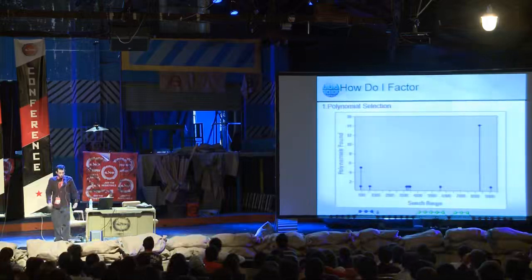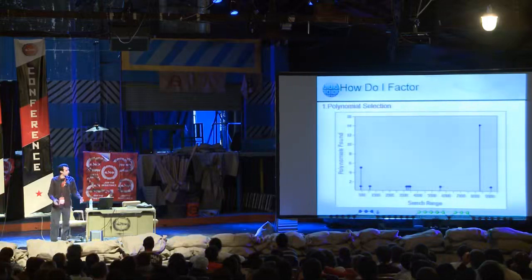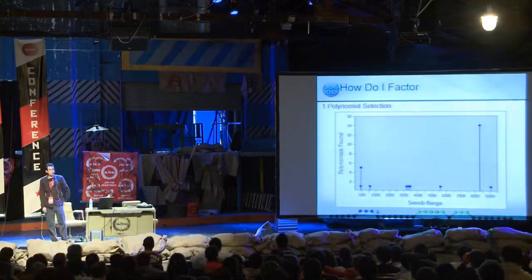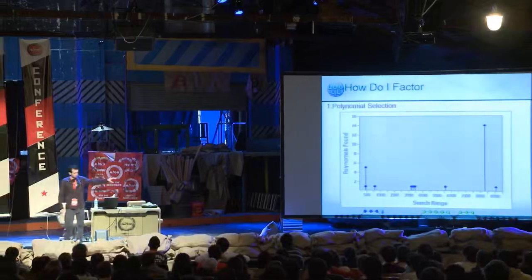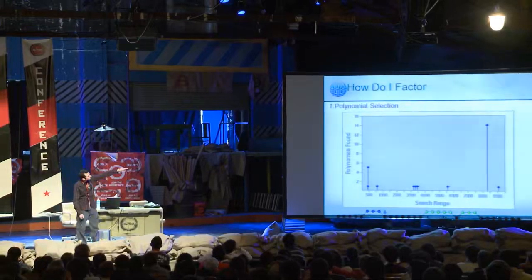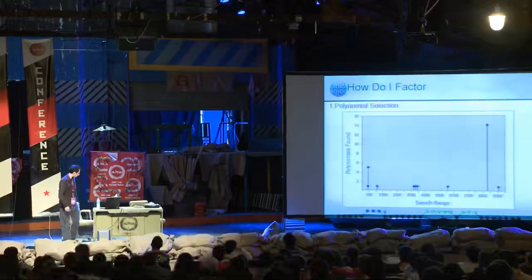So let's talk about the first step and put it into points. Polynomial selection. Like I said, polynomials occur randomly. We have to find them. This was the result for one semi-prime. And I found a bunch of polynomials over there and a few over there. But for you, it'll look completely different.